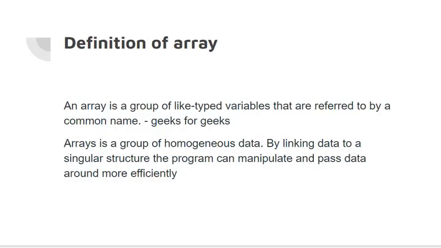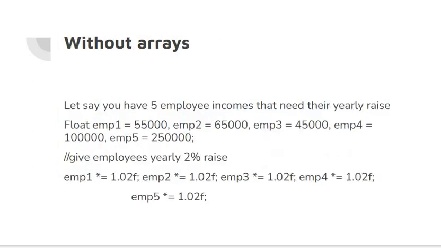Start off by defining an array. So, what is an array? According to Geeks for Geeks, an array is a group of like-typed variables that are referenced by a common name. My personal definition, an array is a group of homogeneous data. By linking data to a singular structure, the program can manipulate and pass data around more efficiently.